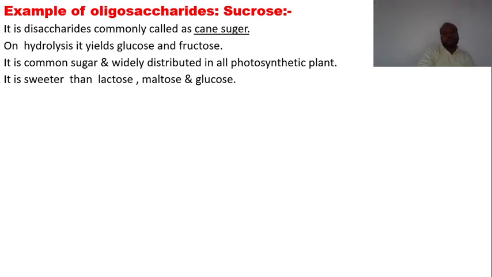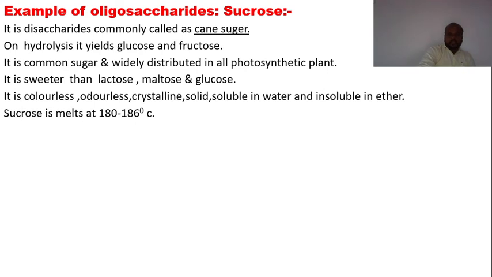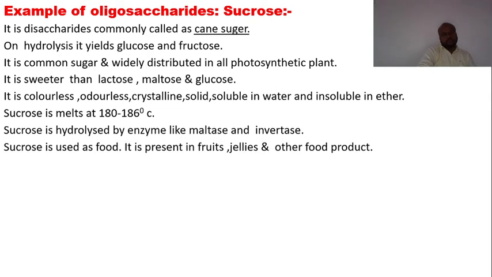So this is cane sugar. You know the cane sugar or table sugar is very sweet. It is colorless, odorless, crystalline, solid, soluble in water and insoluble in ether. One more property of sucrose is that the melting point is 180 to 186 degrees Celsius, and sucrose is hydrolyzed by the enzymes maltase and invertase.